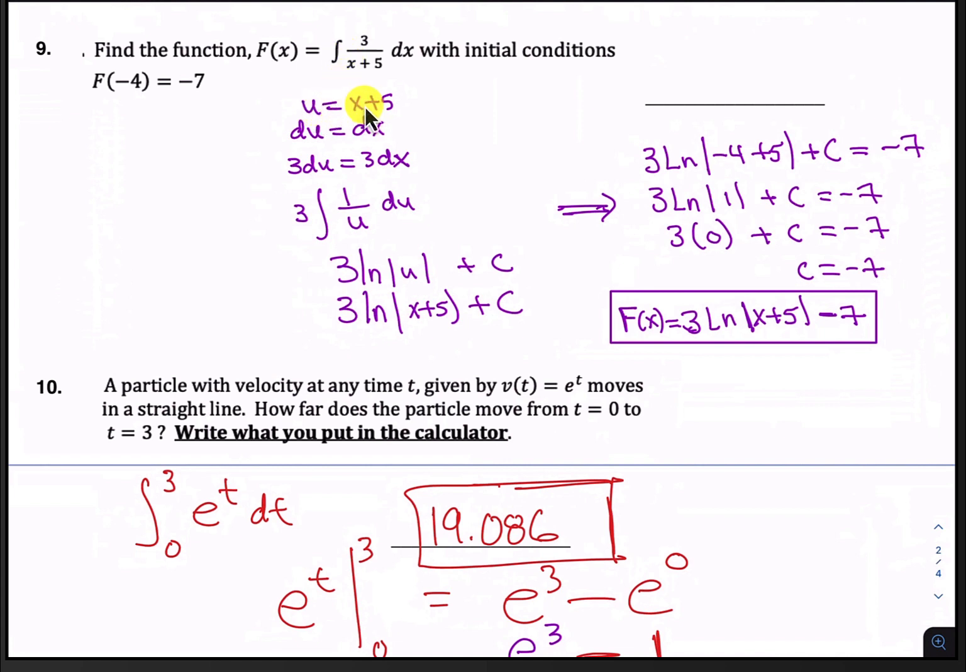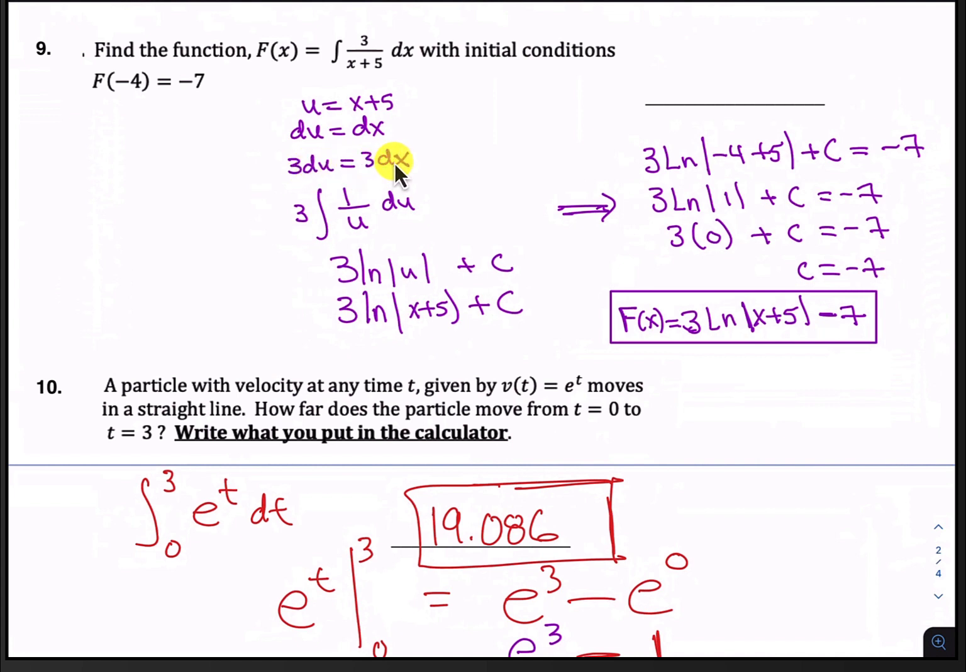So u is x plus 5, which means du is dx, or 1 dx. But you see in the problem, we have 3 times dx. We have 3 dx. So what we'll do is we'll just multiply both sides by 3 so that it matches what we have up here. So if du is equal to dx, then 3 du is equal to 3 dx.